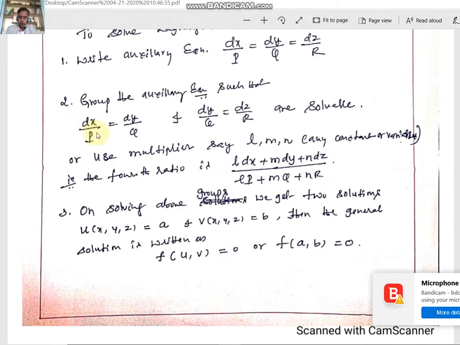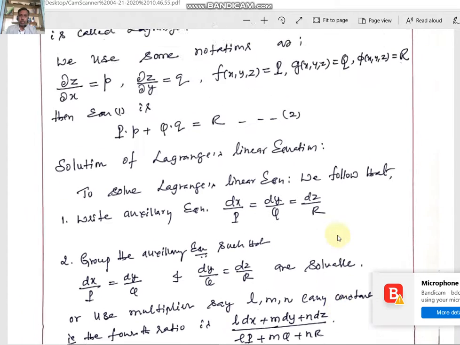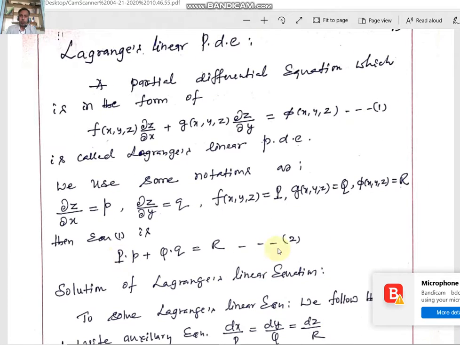By solving dx by P is equal to dy by Q, we will get the solution u of xyz is equal to a, and by solving dy by Q is equal to dz by R, we get another solution v of xyz is equal to b. Then these two solutions will be combined in the form of f of u comma v is equal to 0, using an arbitrary function f, or f of a comma b is equal to 0. So this makes the general solution of Lagrange's linear partial differential equation.